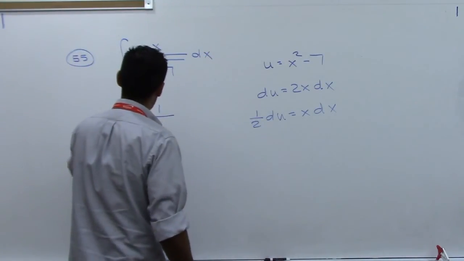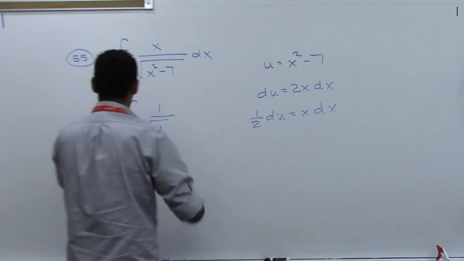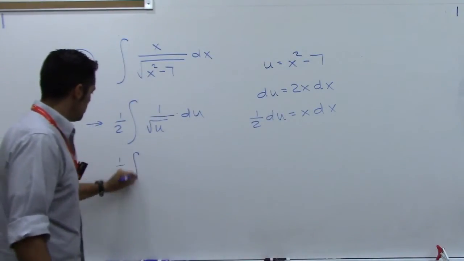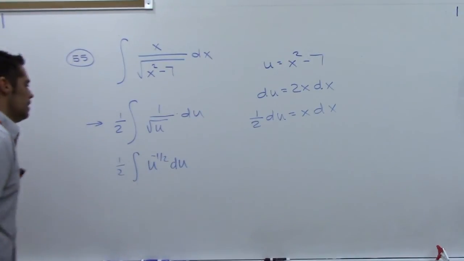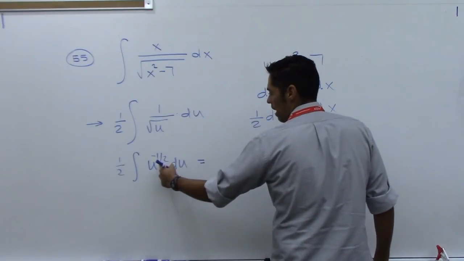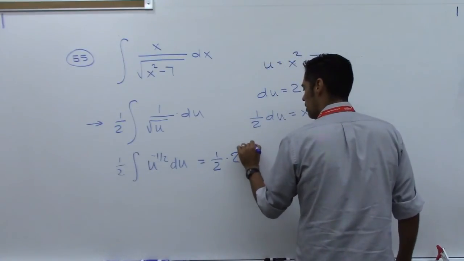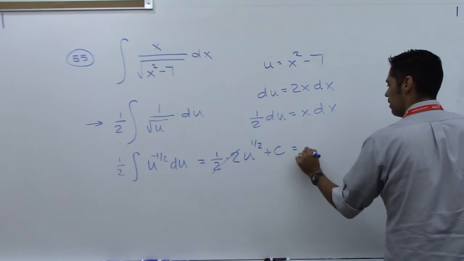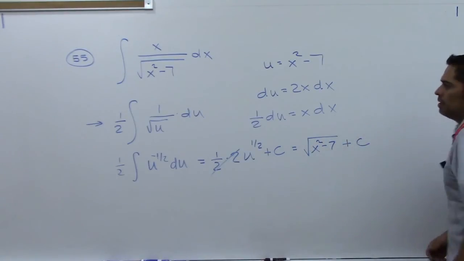We got 1 over root of x squared minus 7 as u, and then x dx is 1/2 du. Here's 1/2, here's du, and then that's just 1/2 integral of u to the negative 1/2 du. Okay, so add 1 to that, you get 1/2. 1 over a half is 2. So we got the 1/2 out here, we got the 2, we've got u to the 1/2, and then plus our c. And the 2's go away, and that's just square root of u. But u is x squared minus 7 plus c. Oh, that's tricky.